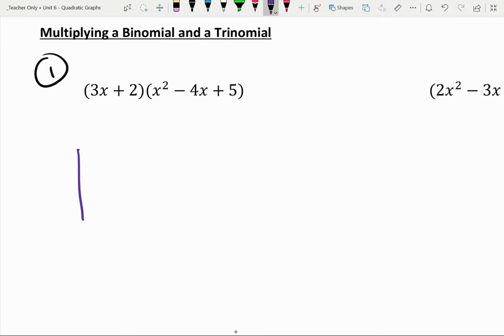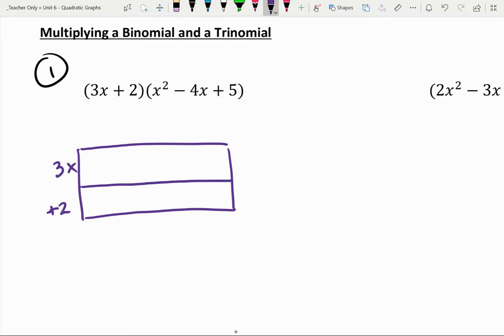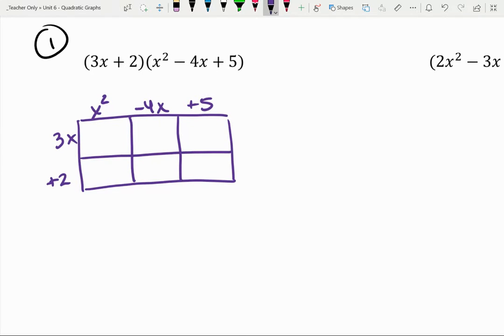So since we've got a binomial, that's two terms, 3x and 2, that's fine. But my trinomial, I'm going to need to extend my box, right? So now my box is going to have room for 3 spaces, x squared minus 4x plus 5. So just like always, I'm going to multiply those pieces together.